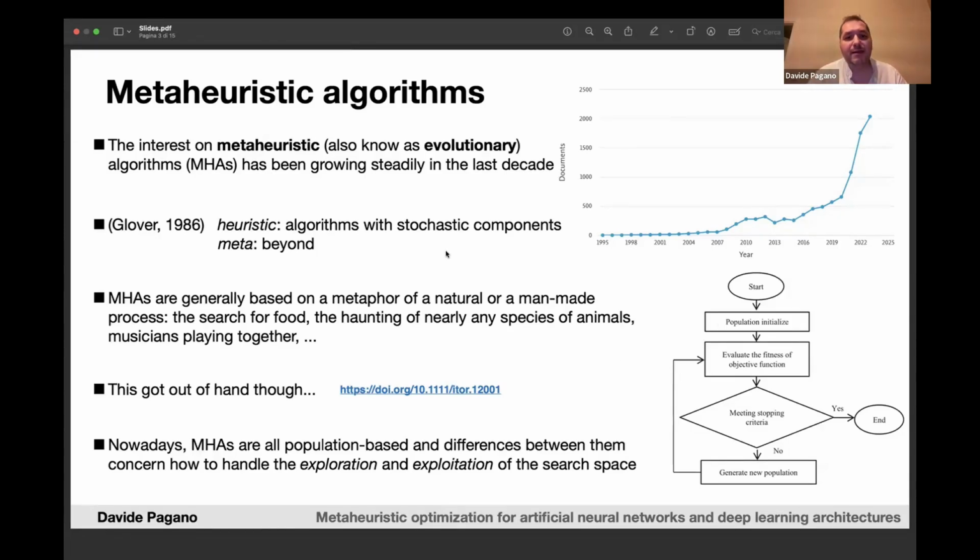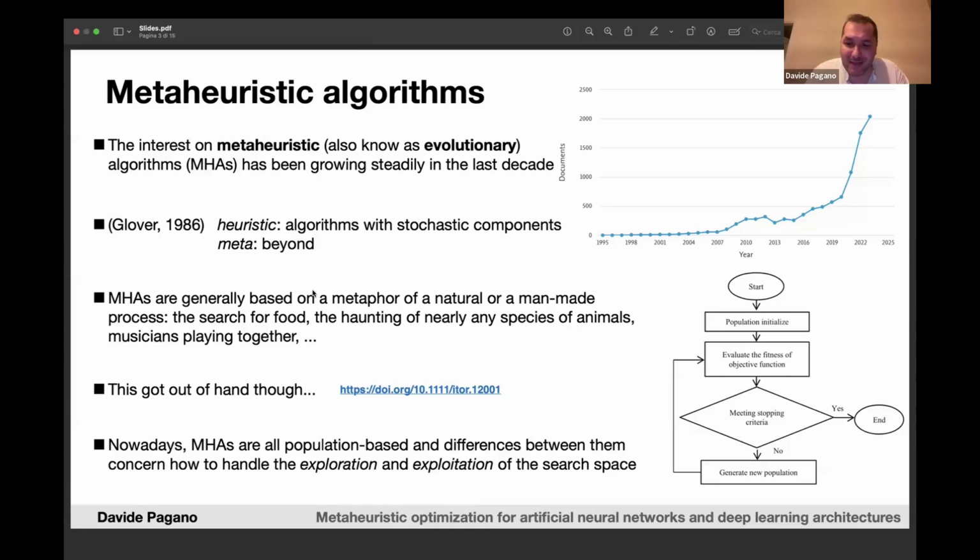Now, what do we mean by metaheuristic algorithm? The name was proposed by Fred Glover in 1986, and originates from the word heuristic, which denotes an algorithm with a stochastic component, and the term meta, which here means beyond. So in other words, a metaheuristic algorithm is something like an overpowered heuristic algorithm.